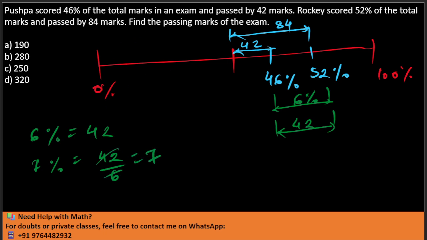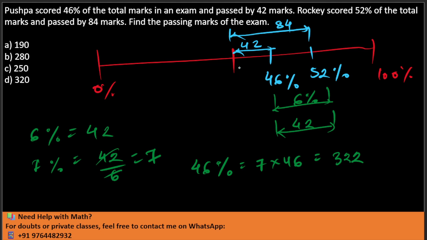And we need the passing mark. Okay, but we don't have the passing percentage, so we are going to calculate one of the percentages and then add the marks. So let's calculate 46 percentage. So 46% is equal to 7 multiplied by 46. So 7 6s are 42 and 7 4s are 28 and 4 32, right? So 46 percentage is equal to 322 marks, but we need the passing mark.